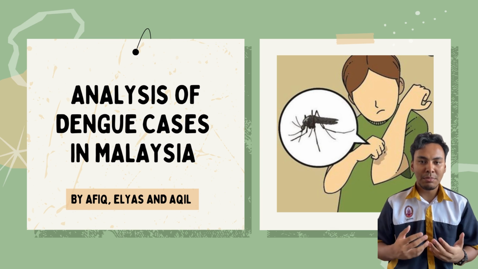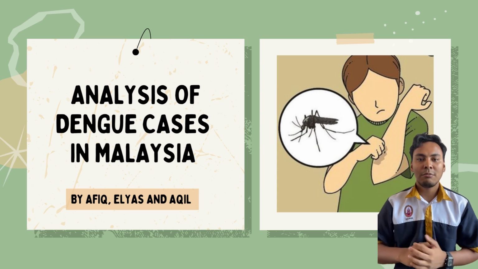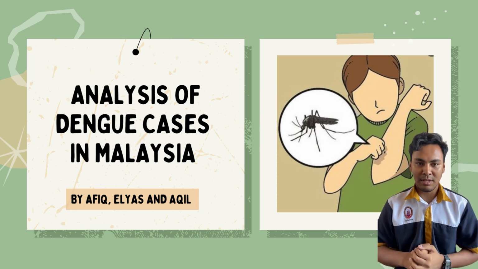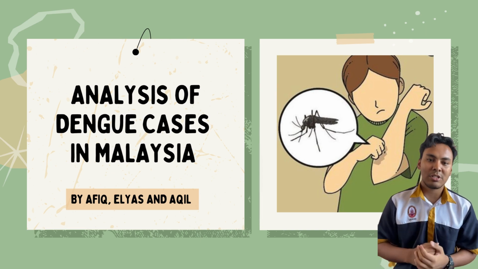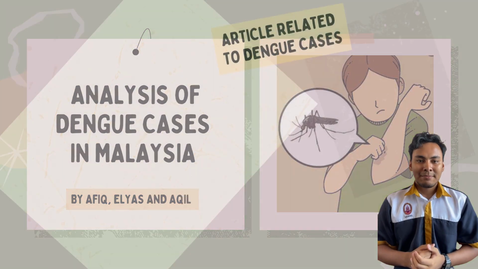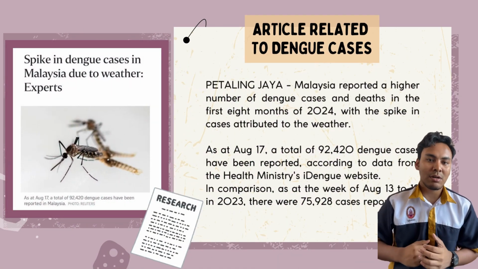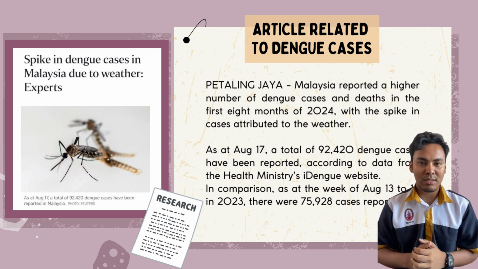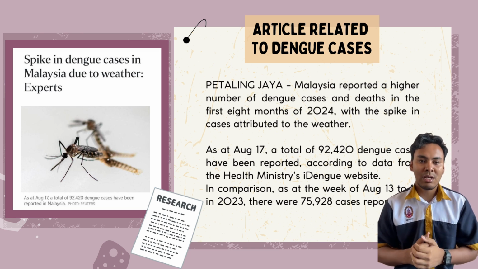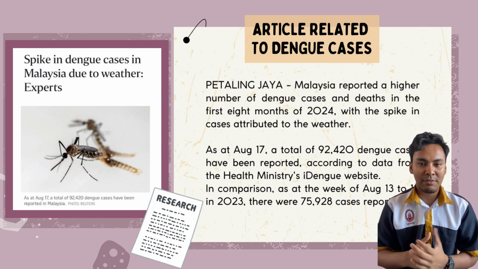In this video, me, Elyas, and my team consisting of Afiq and Aqil will explain our mathematics assignment, which is called the analysis of dengue cases in Malaysia. Our team chose this title based on an article we found related to dengue cases, which says the spike in dengue cases in Malaysia is due to weather. So we decided to use this as our mock study for this math assignment.